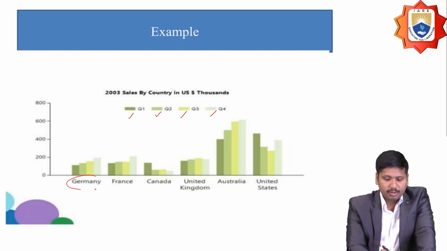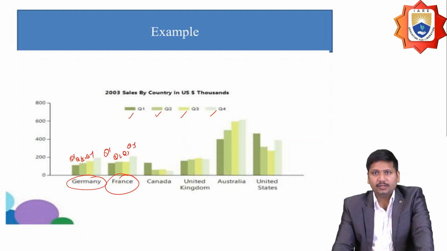So in Germany, I am going to represent the number of sales in quadrant 1, 2, 3, and then 4. Similarly, in another country, the number of sales in quadrant 1, 2, 3, and then 4, like this.